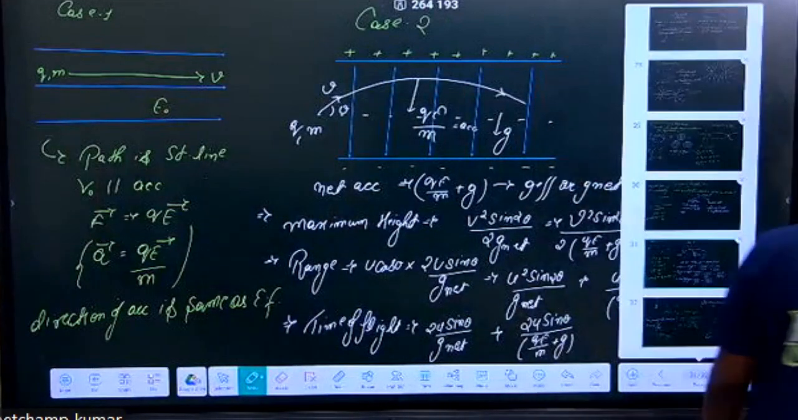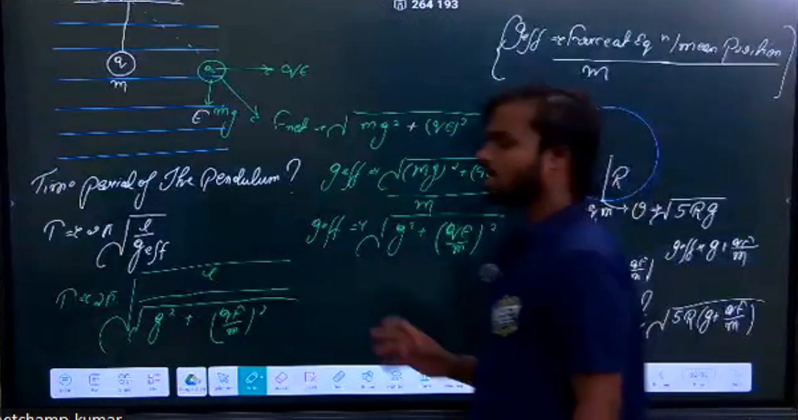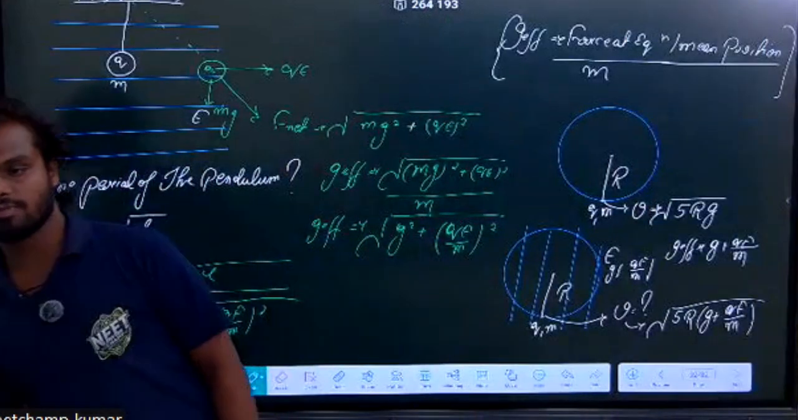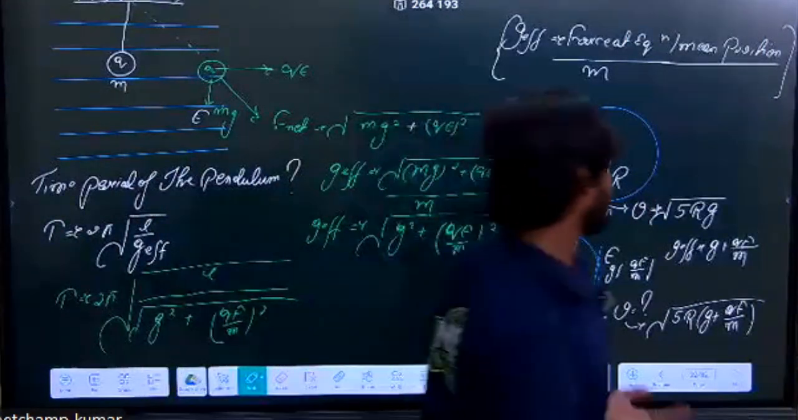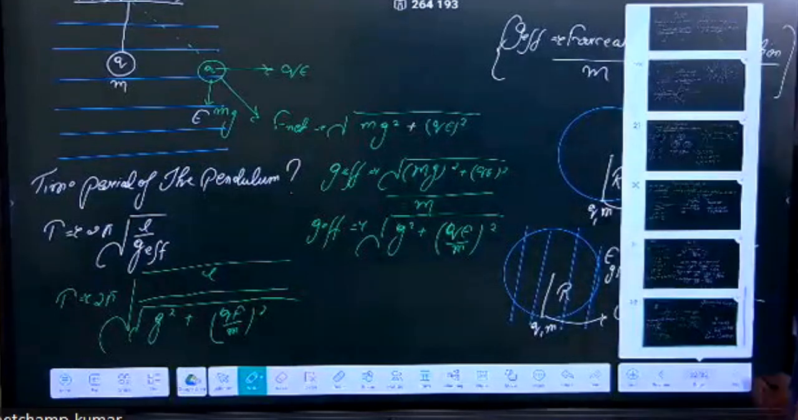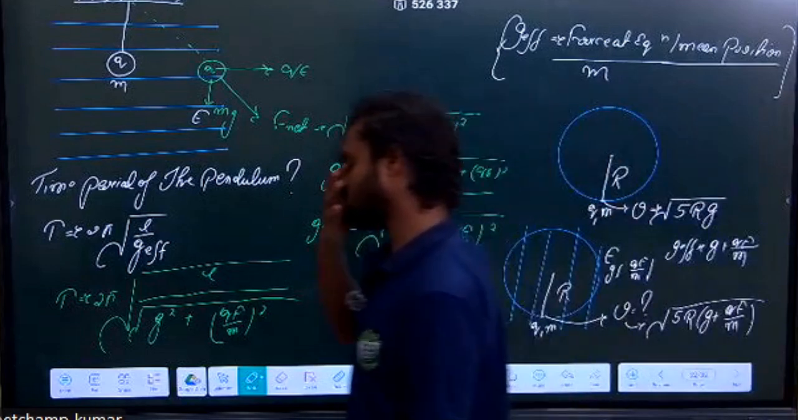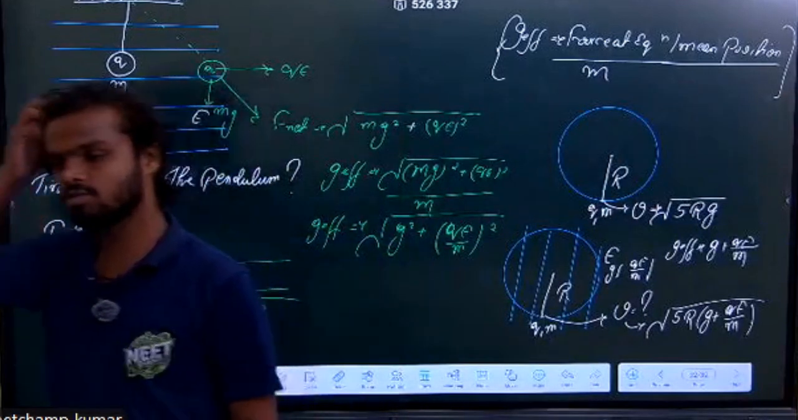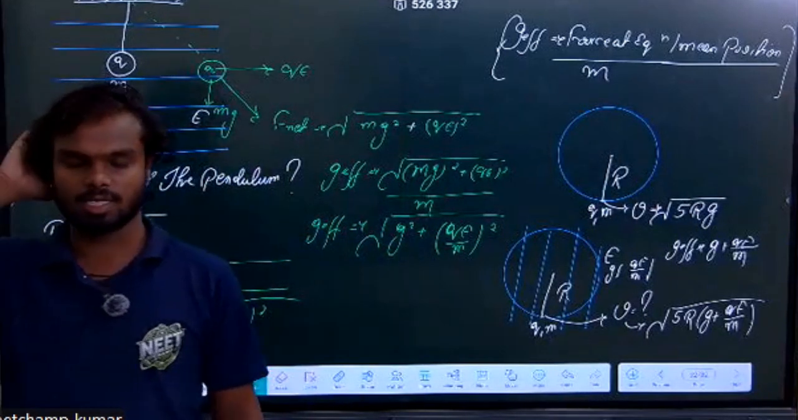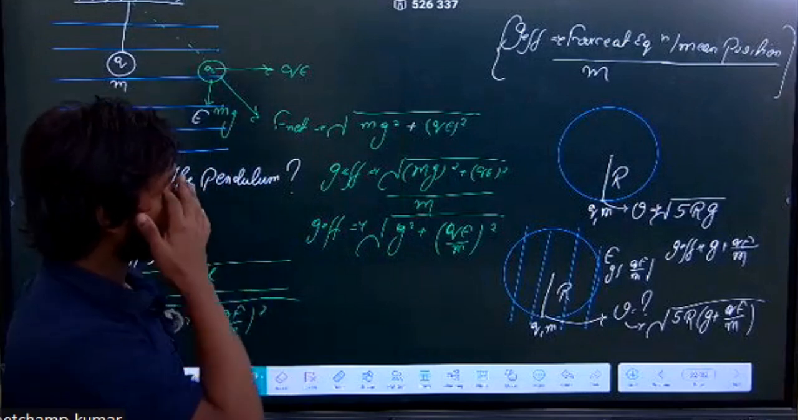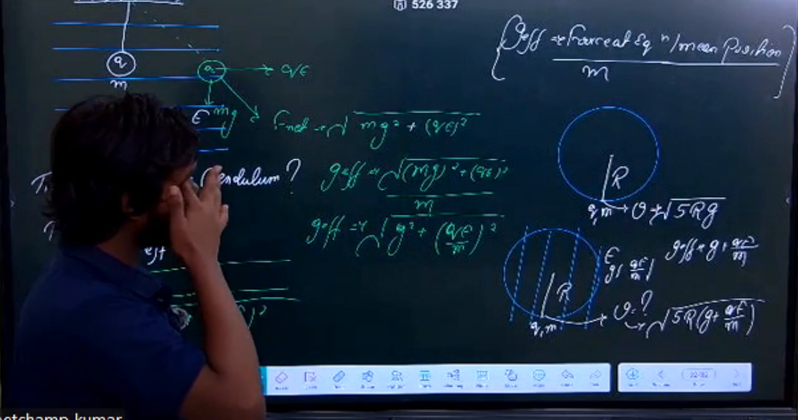And how to find g effective? Simple, I told you. Just calculate the total force, then divide by mass, and that is the g effective. After replacing, whatever formula you know, just replace g by g effective. You can solve all the questions. That is the simple thing you have to do everywhere, in all types of questions whatever you see.